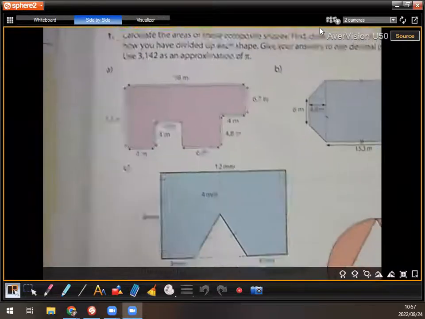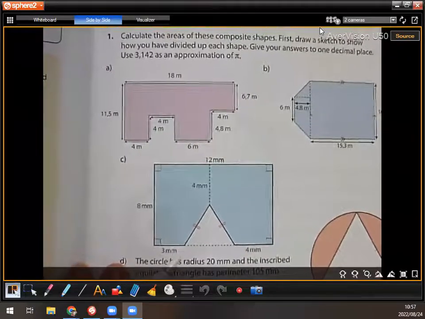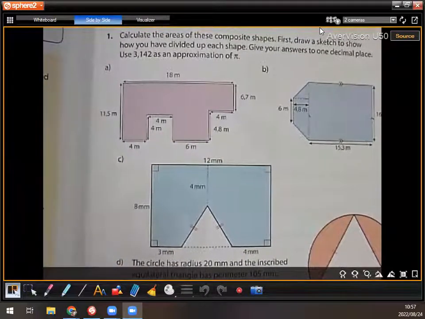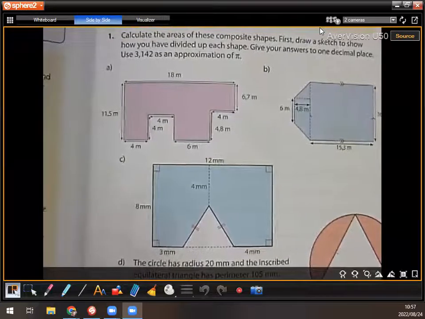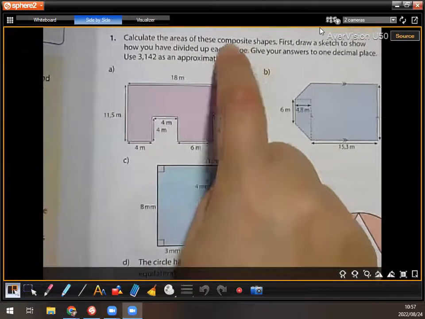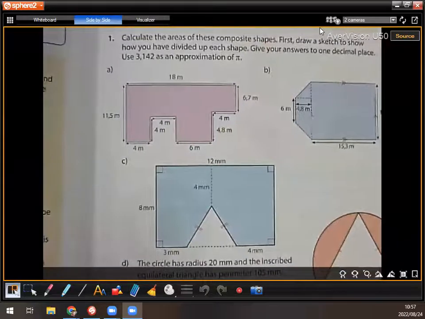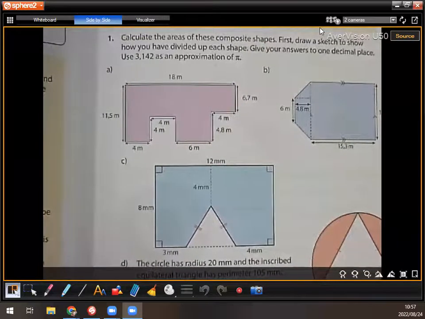Okay. 1A, that is the picture that we're looking at. They want us to find the area of the shape. Now, the shape doesn't even have a name, right? It's like a funny shape. It's a shape basically made up of other shapes, so we call those composite shapes. Do you guys notice that word there? Composite shapes. That just means that you put a number of different shapes together to form one.